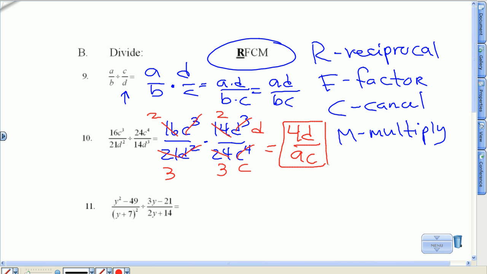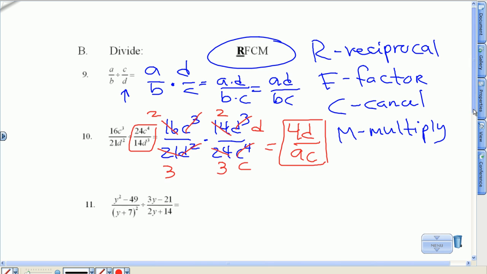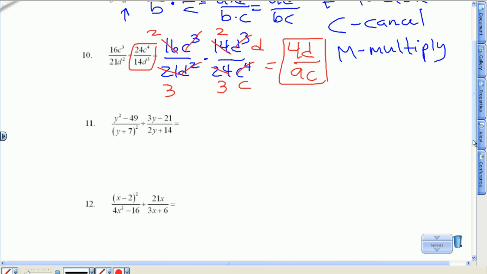A messy little problem. Take the reciprocal of the second fraction. Turn that into a multiplication problem. Then you're going to do your factor, cancel, multiply. All right, number 11. So first step is going to be to rewrite the problem because I have to take the reciprocal of that second fraction.